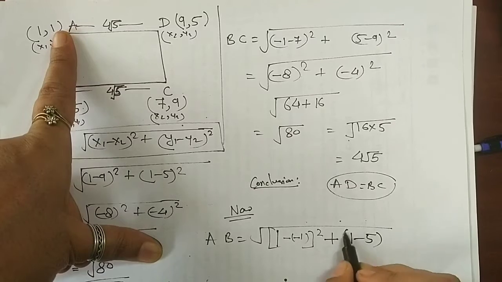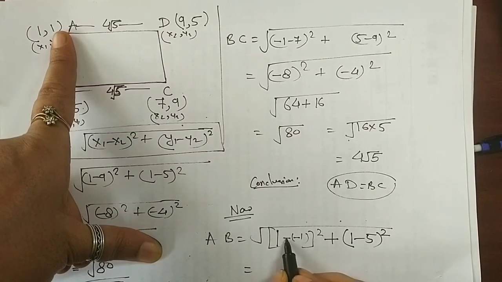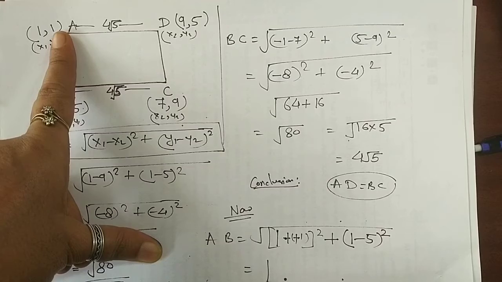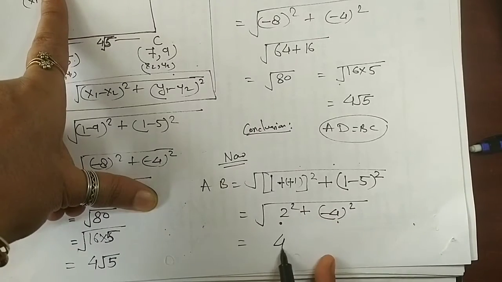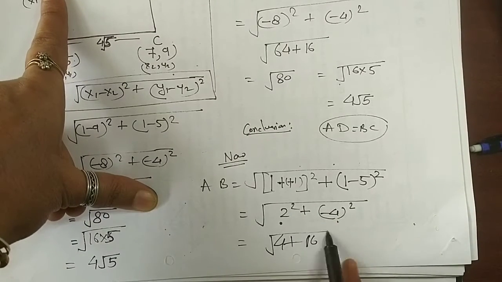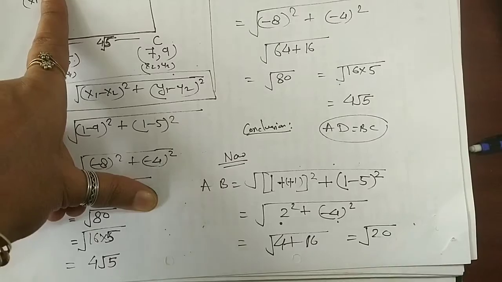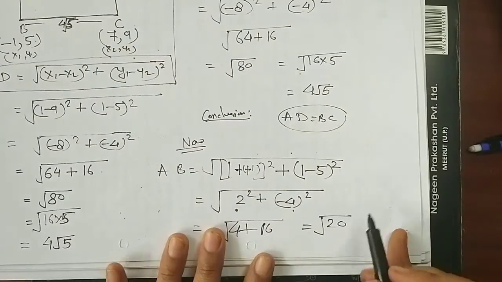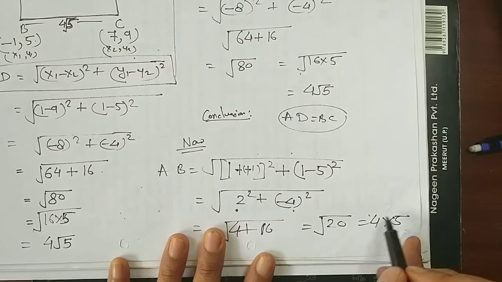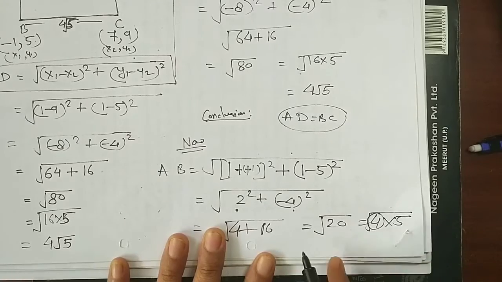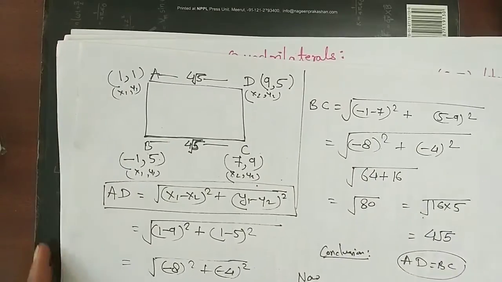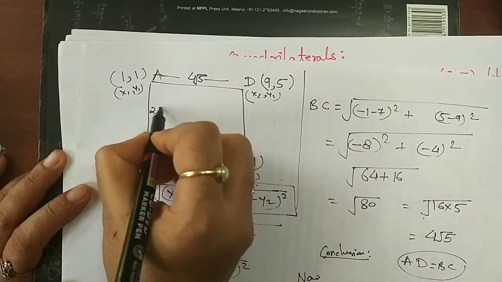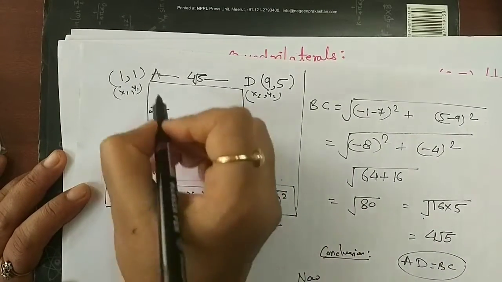1 minus 5 square. So this is minus and minus will become plus, which is 2 square, and this is minus 4 square. Okay, let me write down 4 plus 16, which is root of 20. Root of 20, can I write 4 into 5 root? 4 will come out and it will become 2 root 5. So this side AB, I got 2 root of 5.